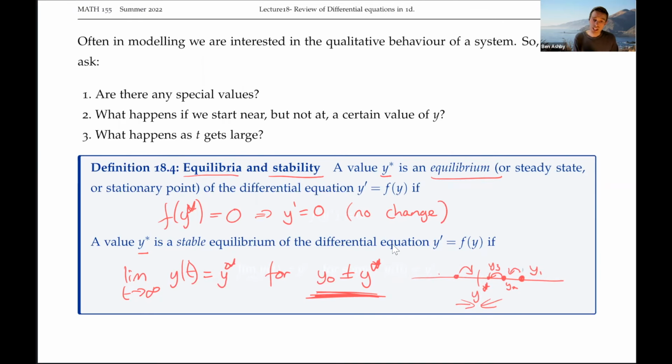Okay, so that's it for today, but make sure you're familiar with the terminology that we've reviewed, in particular equilibrium and stability, because we'll be talking about them quite a lot.